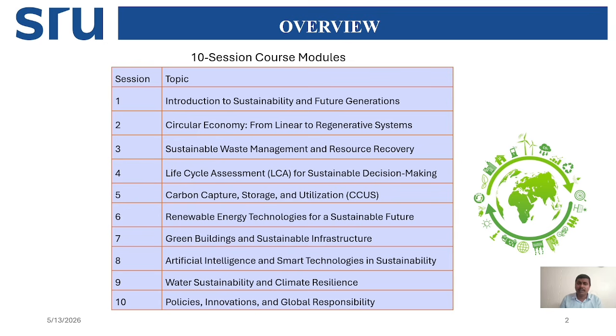Sixth, we are going to deal with renewable energy technologies for a sustainable future. Seventh is about green buildings and how to integrate sustainable infrastructure to achieve sustainability. The eighth is about integrating artificial intelligence and smart technologies for sustainability. The ninth is about water sustainability and climate resilience. And the tenth is about integrating policies, innovation, and global responsibility.